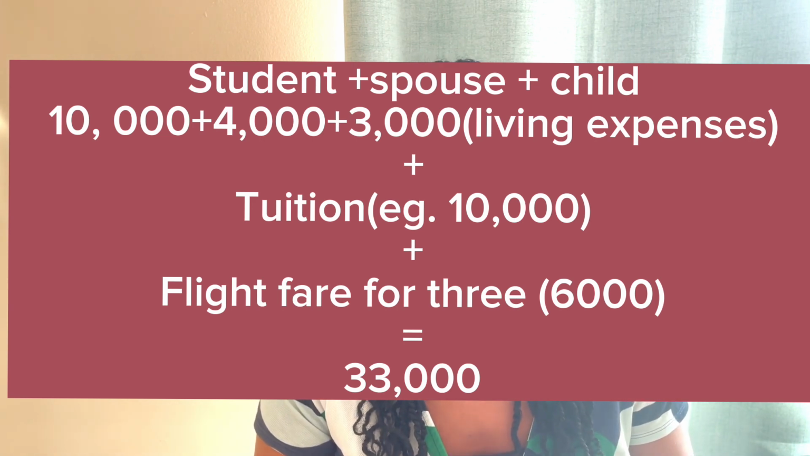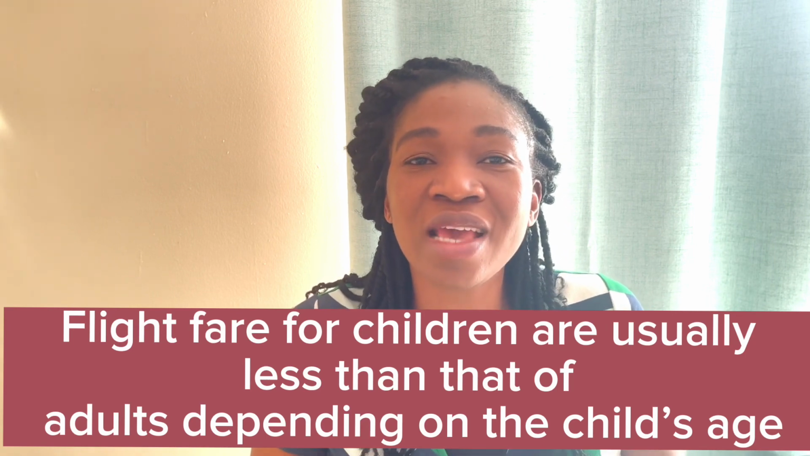17,000 Canadian dollars. When you have this 17,000 Canadian dollars, then you add your tuition fee and then the flight fee for the 3 of you. Are we okay? Okay. Now, let's say you have 2 children or 3 children. For each child, you need to prove funds of 3,000 Canadian dollars.